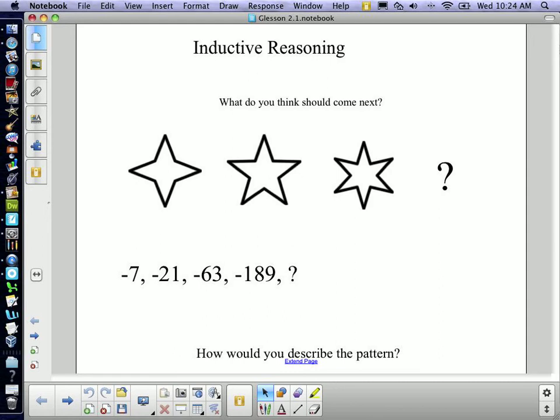So look at this pattern here. I've got a pattern of stars. I have this star, then another star. What do you think should come next? Describe what you would expect to see next. What do you think? Well, there should be 7 because it started out with 4 points and 5. Good. 4-point star, 5-point star, 6-point star. Pretty reasonable to assume that the next one will be a 7-point star, right?